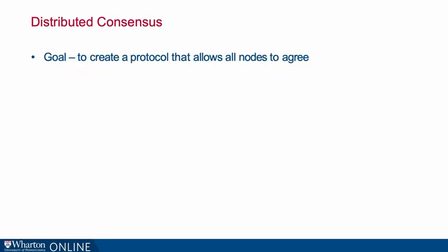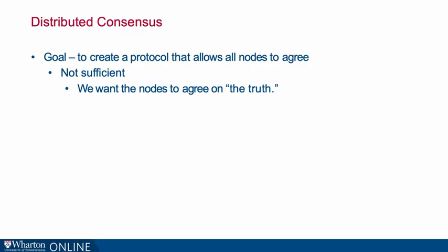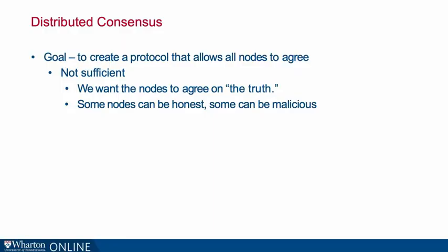Now, one goal is to create a protocol that allows all nodes to agree. But is that sufficient? No, it is not, because we want the nodes to agree on something called the truth. We want them to agree on some version of the right thing. Now, in creating a concept of distributed consensus, we will assume that nodes can be honest or that they can be malicious. In other words, we do not require honesty on the part of the nodes.